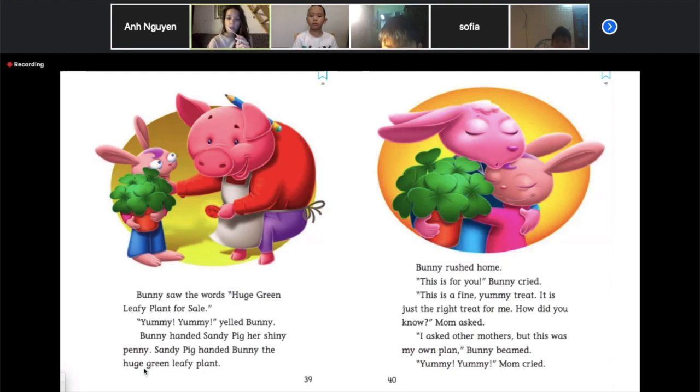It is just the right treat for me. How did you know? Mom asked. I asked other mothers, but this was my own plan, Bunny beamed. Yummy, yummy, Mom cried. The end.